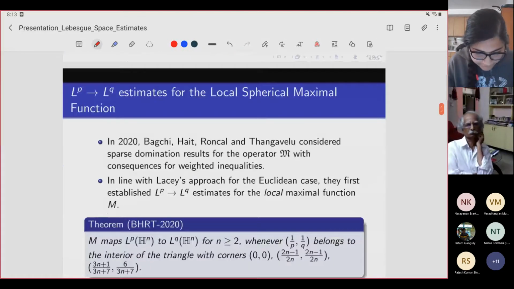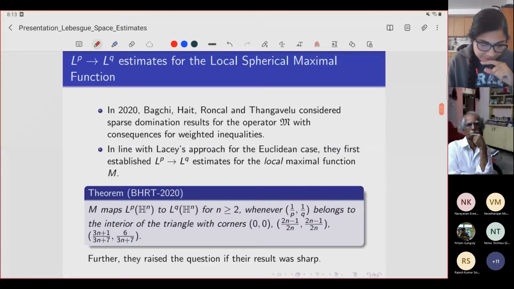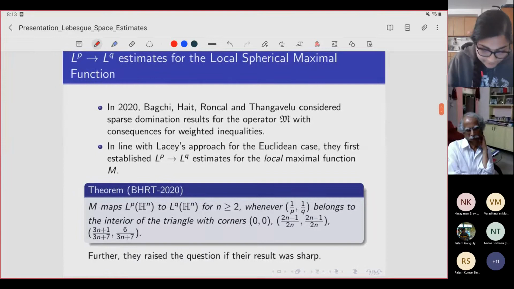All right. Now let's come to more recent results and what we'll be focusing on today. So let's talk about the LP-LQ estimates for the local spherical maximal function. Very recently in 2020, Bagchi, Hait, Roncal, and Thangavelu considered sparse domination results for the global spherical operator M with consequences for weighted inequalities, just like Lacey did for the Euclidean case. And in line with Lacey's approach, as an essential ingredient, they had to establish LP to LQ estimates for the local maximal function M. And this was their theorem in 2020.